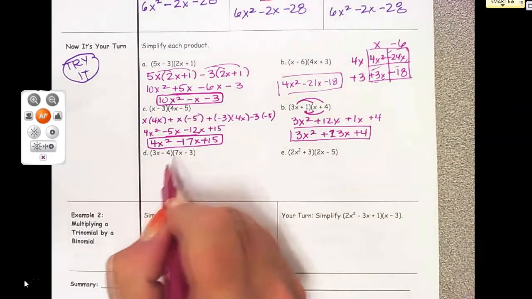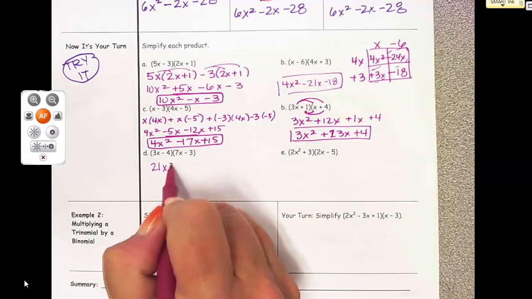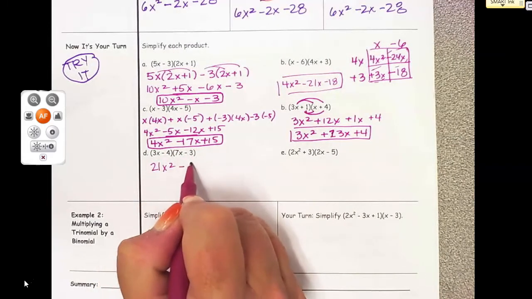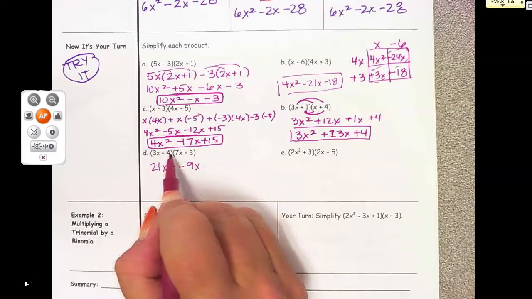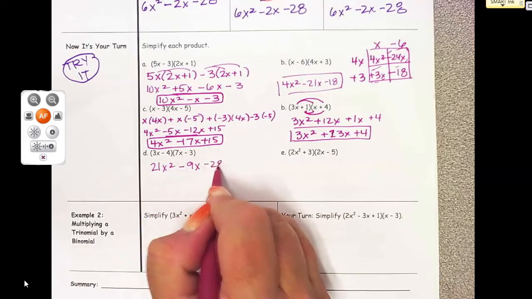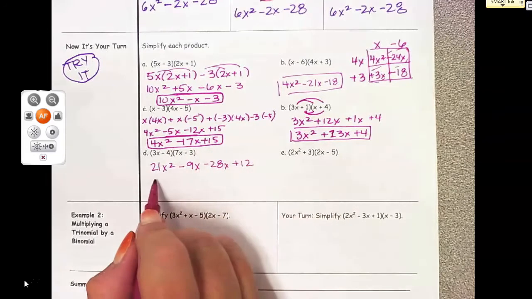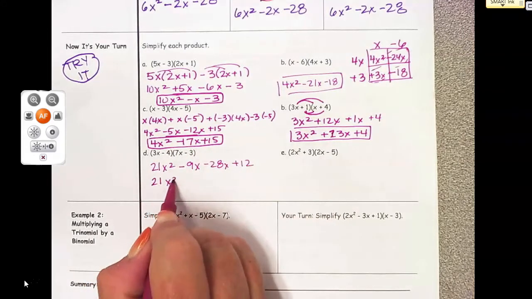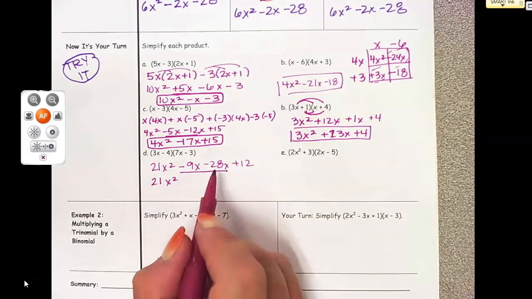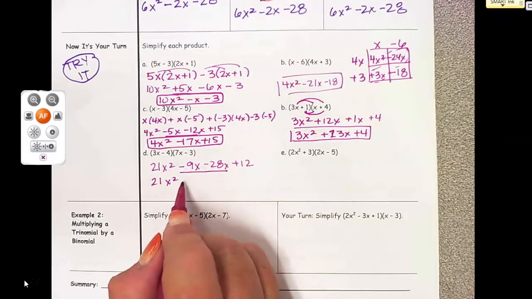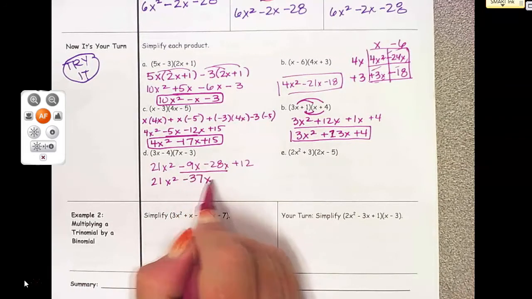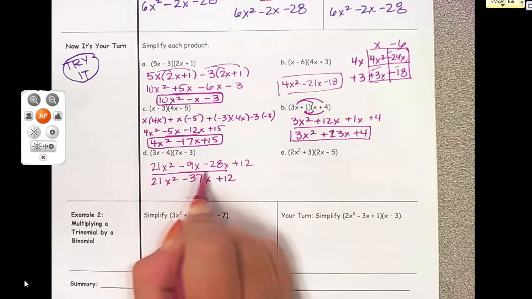So 3x times 7x, 21x squared. 3x times minus 3 is minus 9x. Minus 4 times 7x is minus 28x. Minus 4 times minus 3 is plus 12. So 21x squared, combine the middle terms. So negative 9 minus 28 is negative 37 plus 12.